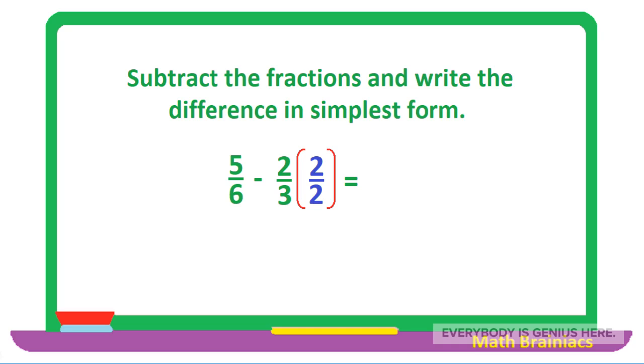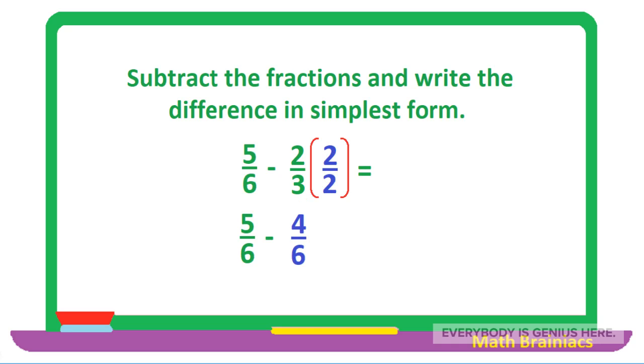Correspondingly, we can multiply 2/3 by 2/2. 2 times 2 will give us 4 and 2 times 3 will give us 6. Therefore, we have made the denominator exactly the same. They are now both 6. Consequently, we are going to leave the denominator as it is and we can work on the numerator. 5 minus 4 will give us 1. Accordingly, our answer is 1/6. Therefore, 5/6 minus 2/3 will give us 1/6. It is easy, right?